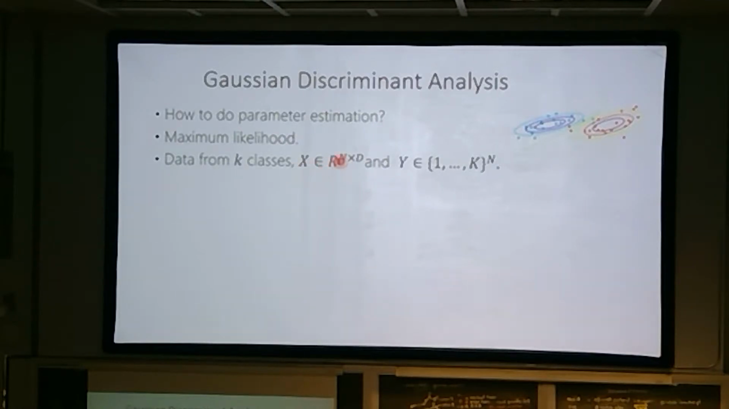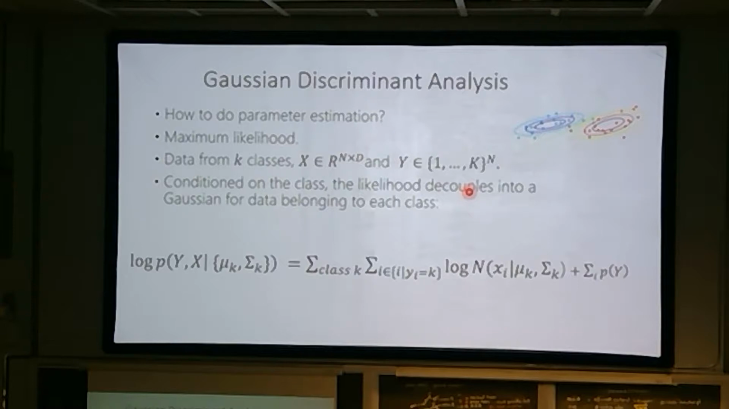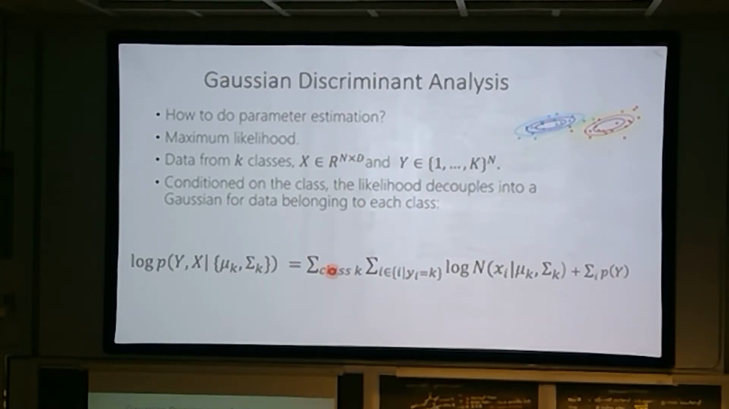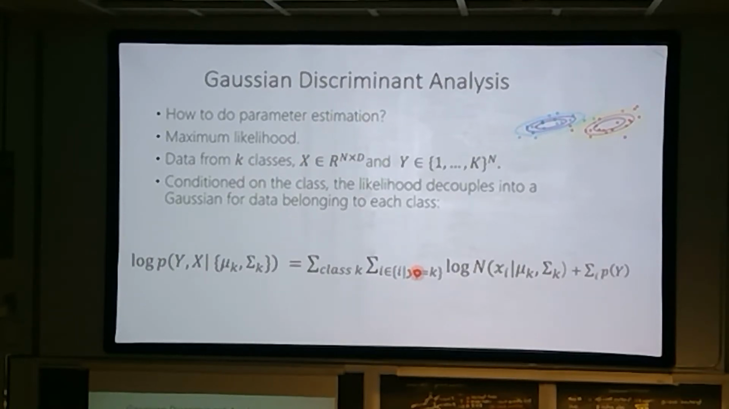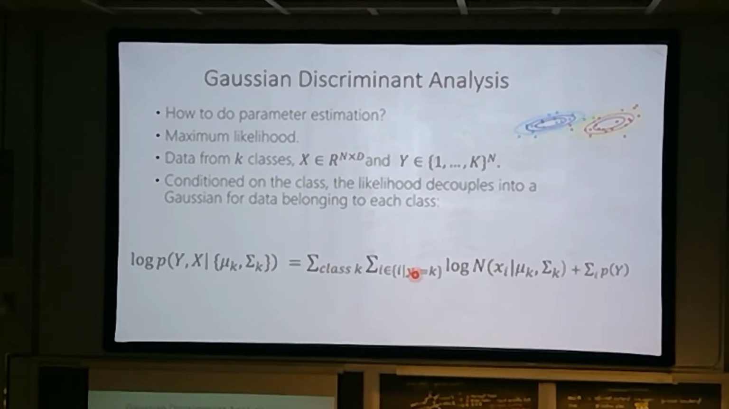And the x is again the x that you see from regression, and the y is similar, except that it's discrete labels. You can label them arbitrarily, they're not ordered. Conditioned on the class, a particular point only comes from one class, right? We know it's either an elephant or a lion, and because of that, the likelihood decouples according to each class. So I'm going to sum over each class, and for each class, I'll look at only the data points that belong to that class. That makes things look a lot cleaner and quite simple.